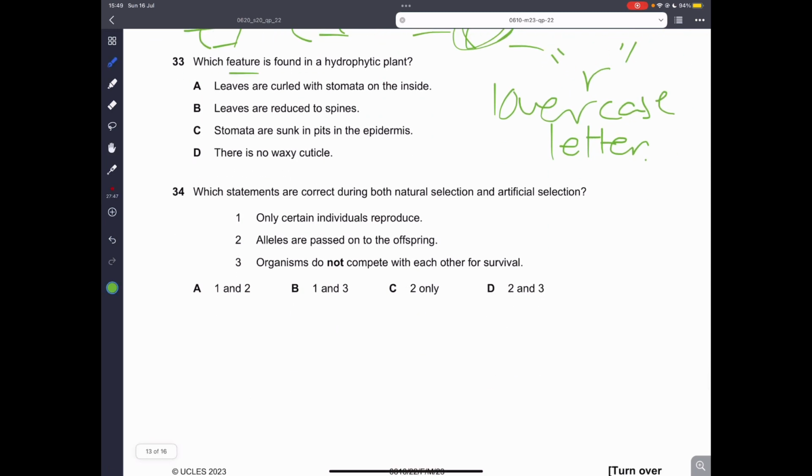Question 33. Which is a feature found in hydrophytic plant? These are plants that like to live in watery areas.